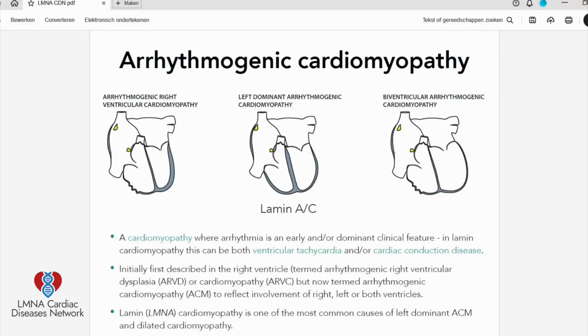But now, as I said, we very much think of this as an LMNA cardiomyopathy, and that's what most people would use in terminology to describe the different features we see associated with genetic variants in the gene LMNA. Next slide, please.